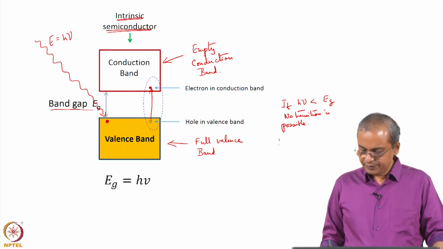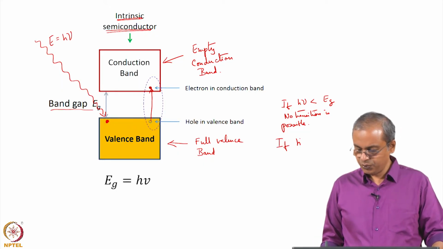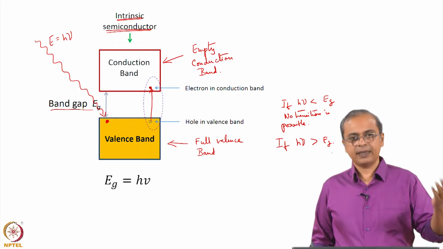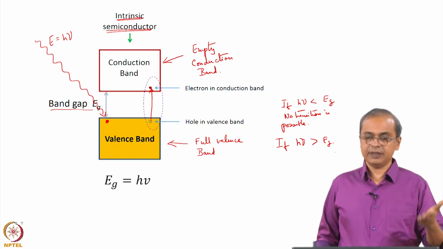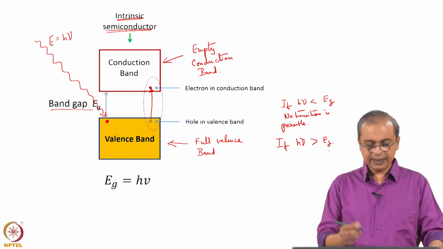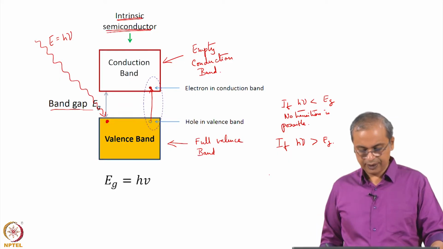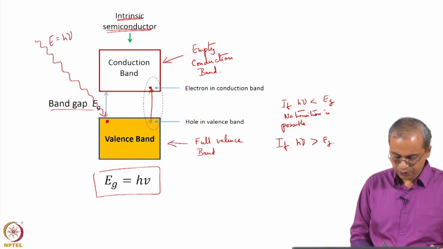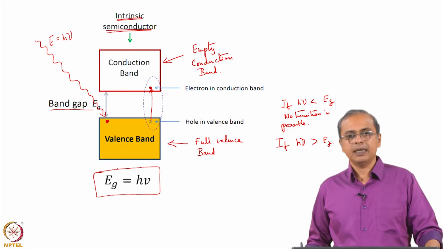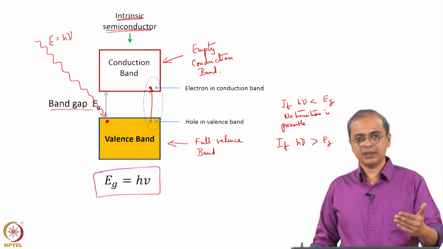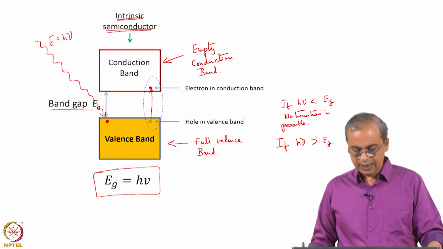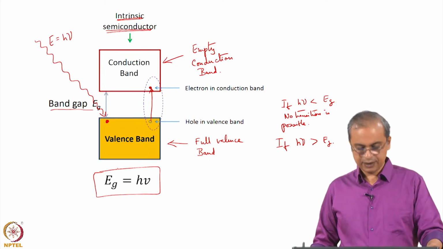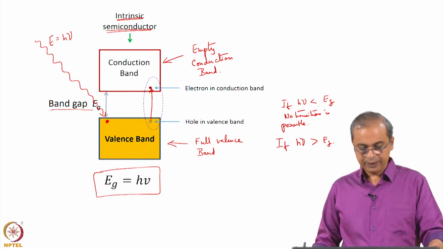If, on the other hand, h nu is greater than Eg, so the energy of that photon, which is h nu, is greater than that of the band gap, then the transition occurs from the valence band to the conduction band. And of course, the threshold value is Eg equals h nu. Okay, so that is the threshold value. Once you cross that threshold value, the transitions begin to occur, and the light is now able to enable transitions from the valence band to the conduction band.